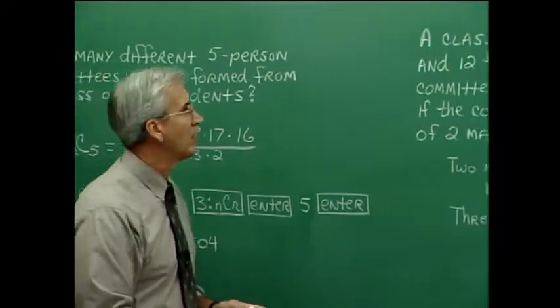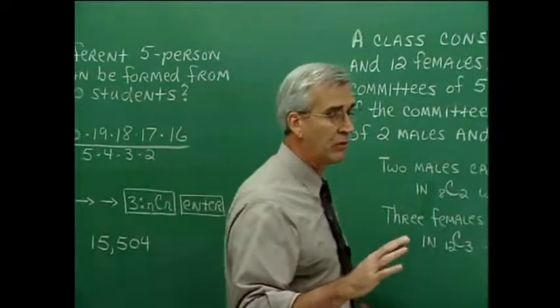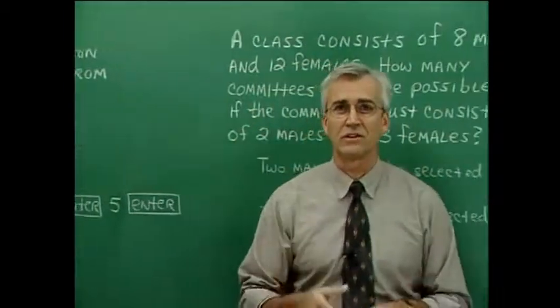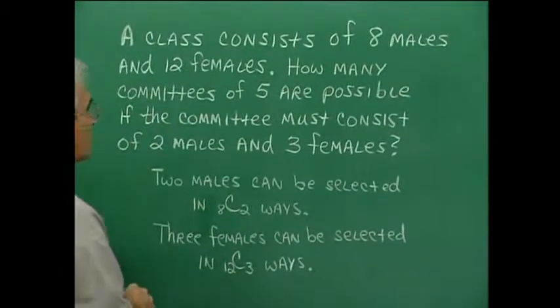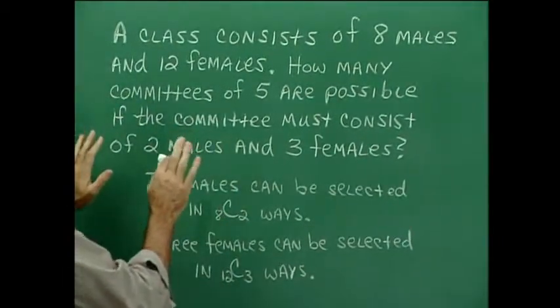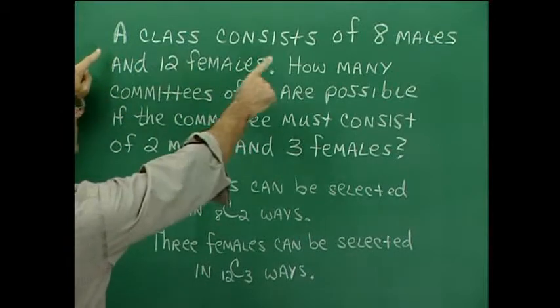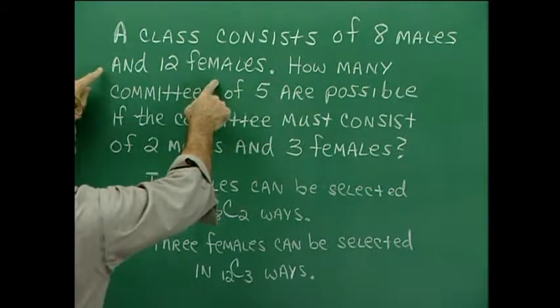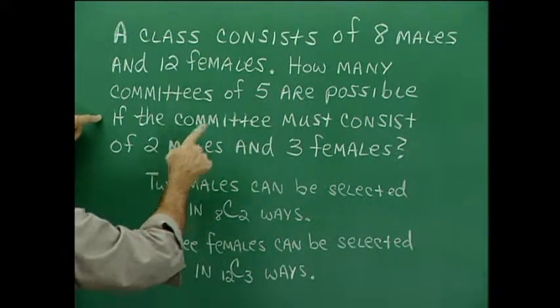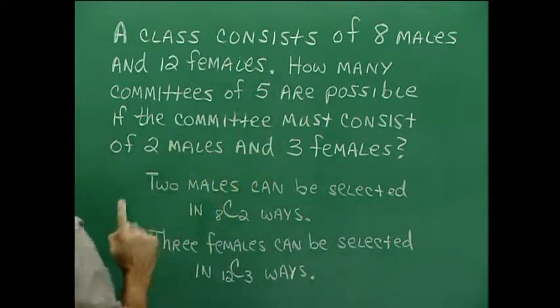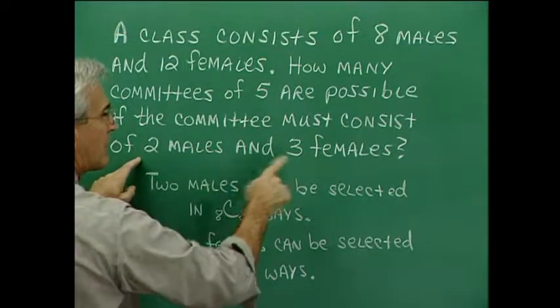This next problem involves aspects of both permutations and combinations. It's an interesting situation, and it doesn't occur very often, but occasionally it will come up. And here's how we want to think about it. It says a class consists of 8 males and 12 females. How many committees of 5 are possible if the committee must consist of 2 males and 3 females?